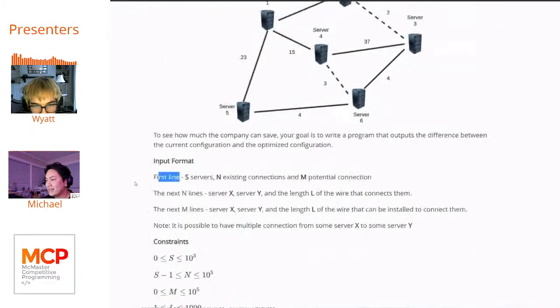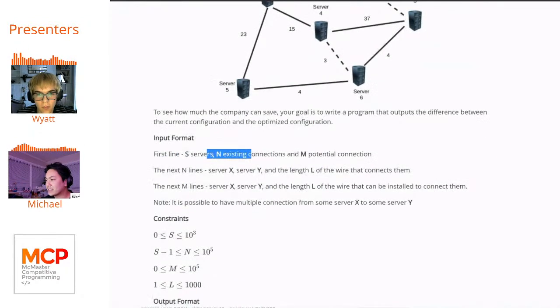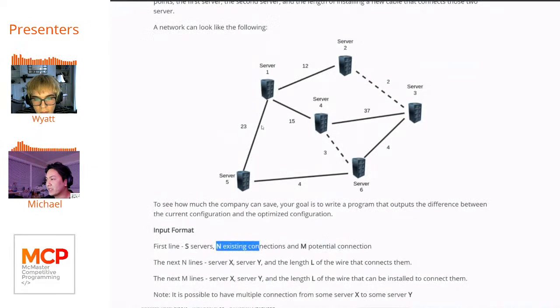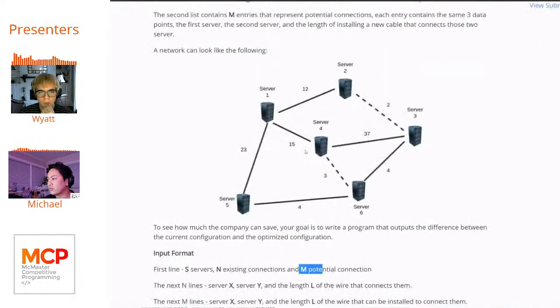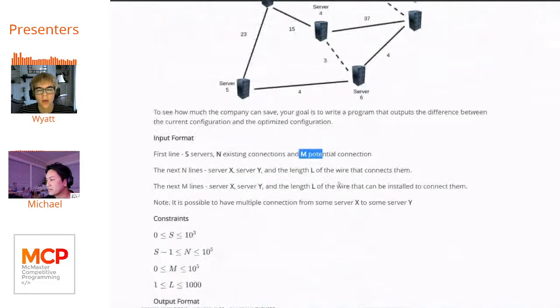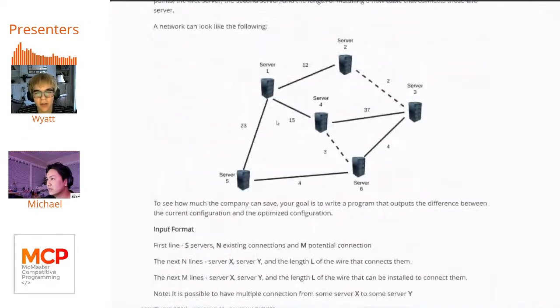So in the first line, we have 3 variables. We have S for servers, N for the existing configuration, and then M is for potential connections, right? So if we look at this diagram, N would be these bold lines. So that's what our current network setup is. And then M would be all these dotted lines that aren't in our network, but we can add them, right? So for this question, we're allowed to remove from our existing and replace it with something here. But we don't have to replace it. We can just remove it completely as well if it's not needed. So we can use any combination of any of those, I guess, then?